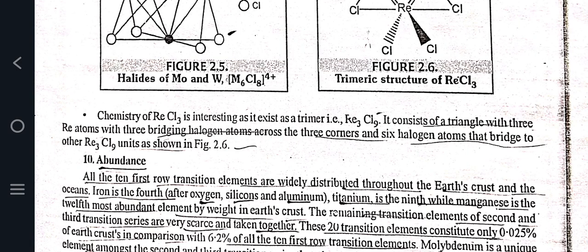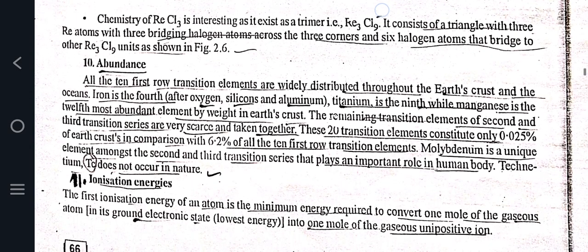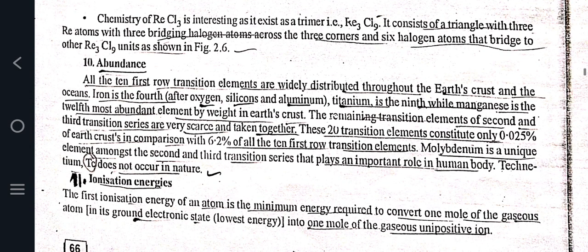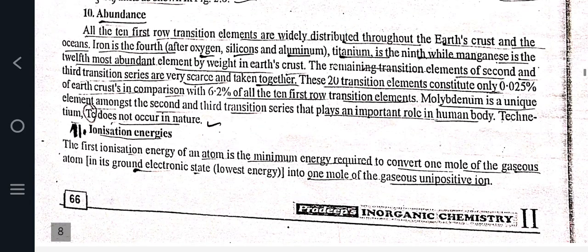The remaining transition elements of the second and third transition series are very scarce. Taken together, these 20 elements constitute only 0.025% of the earth's crust, in comparison with 2.6% for all the 10 first row transition elements. Molybdenum is a unique element among the second and third transition series that plays an important role in the human body. Technetium, Tc, does not occur in nature.